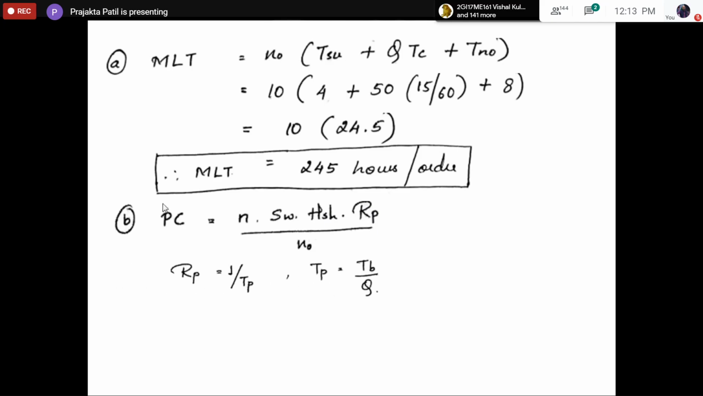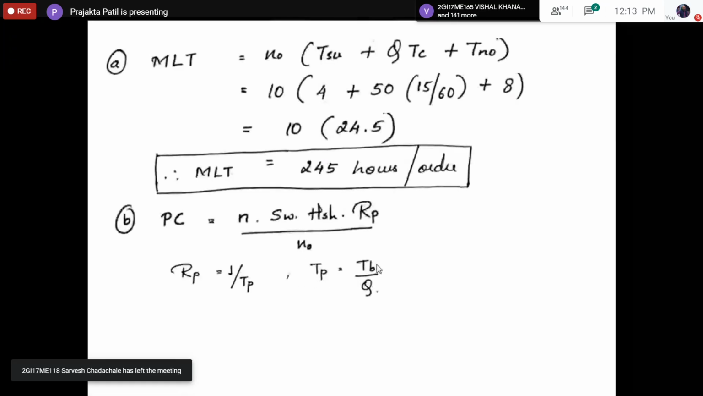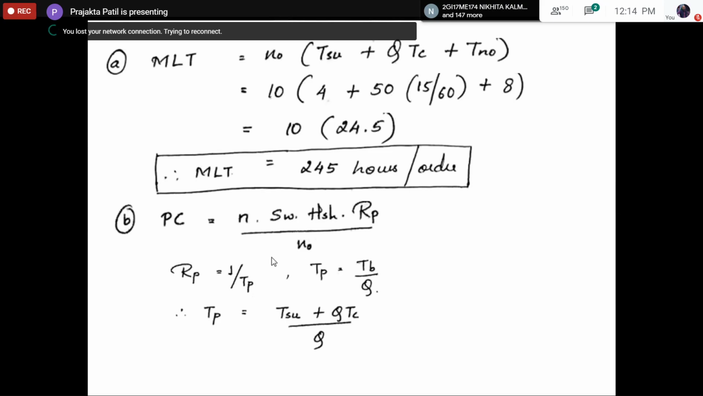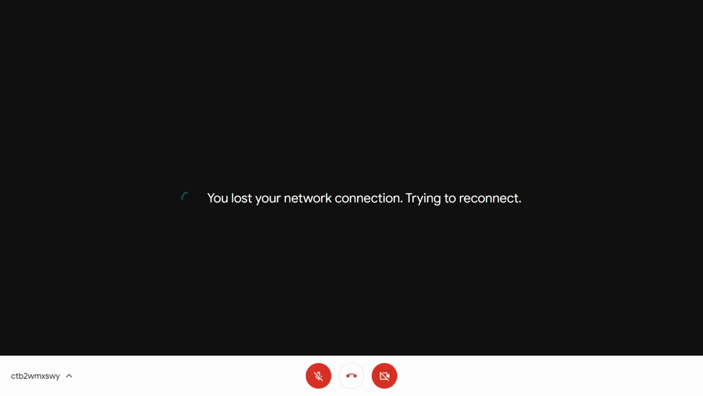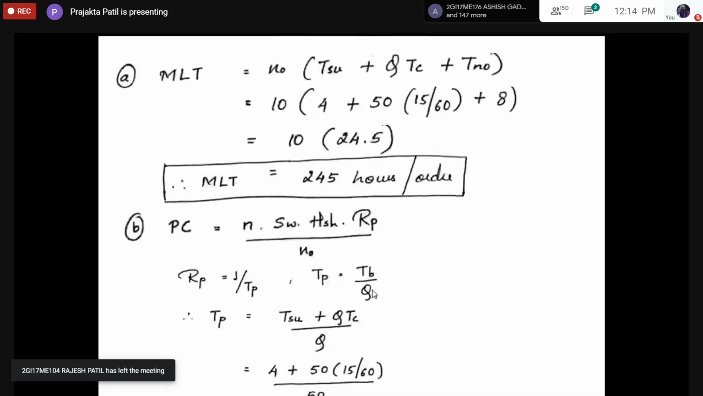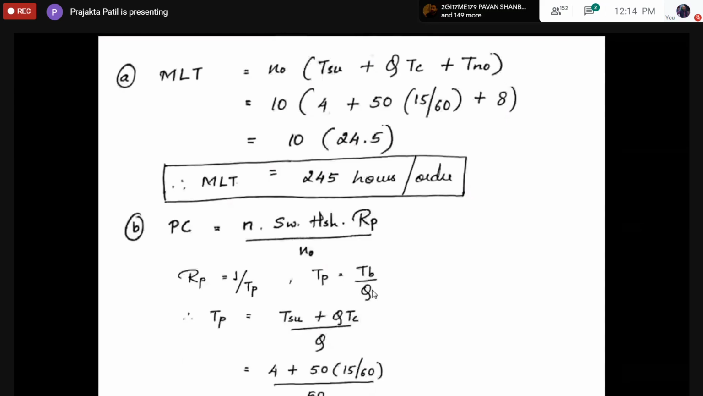And we know it is given by 1 by TP, and TP is TB by Q. TB is T setup plus Q into TC for batch production. TP you get 0.33 hours per piece.